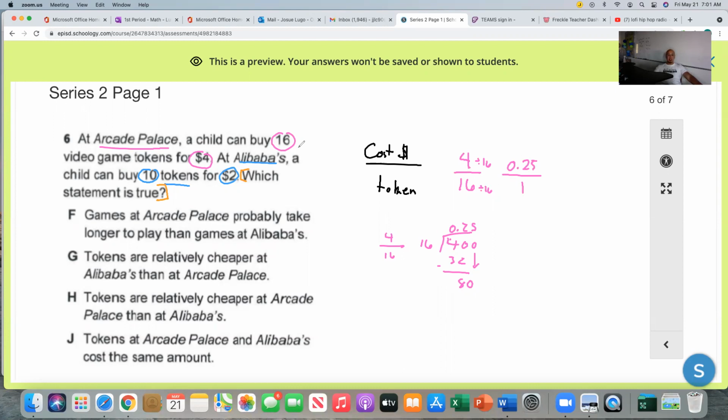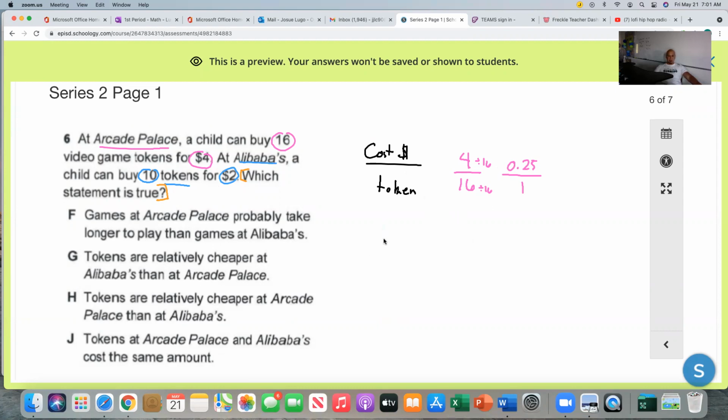That is at Arcade Palace. Does that make sense? So again, all I did is I divided 16 by 16 to get to 1 and 4 by 16, so it's 25 cents per token. So ladies and gentlemen, you do the same. Now do it for Alibaba's.